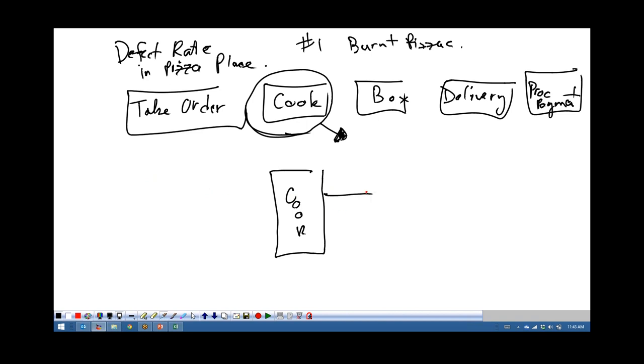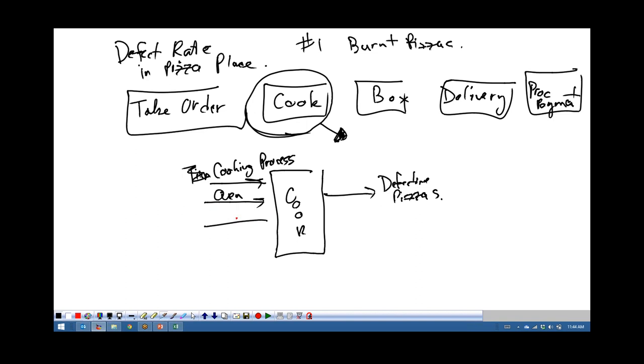So if this is cooking the pizza, what are some of the inputs that are coming? And remember, we're thinking about defective pizzas, right? We want that to be very small, but that's maybe a thing that we could measure. What would be some things that are inputs to this? Time in the oven. Okay, yep. Time in oven. Why don't we just say cooking process? We also need the oven, right? We need the oven and some other equipment. Staff? Yep. What else?